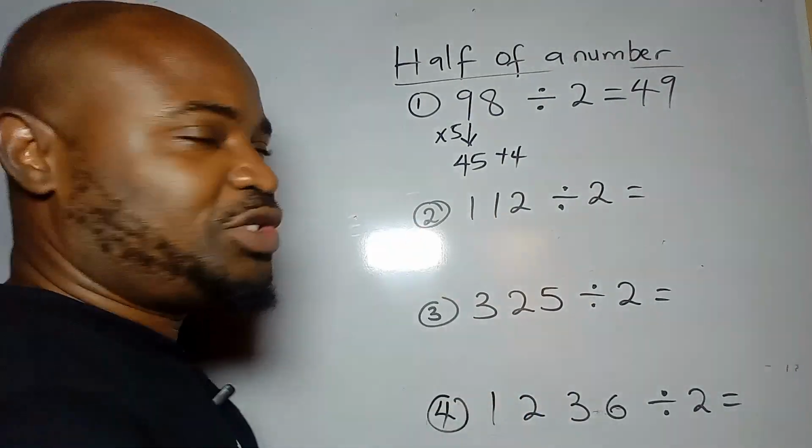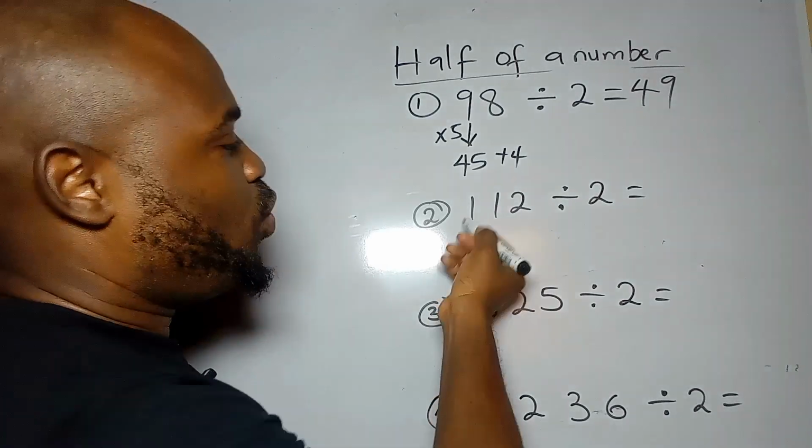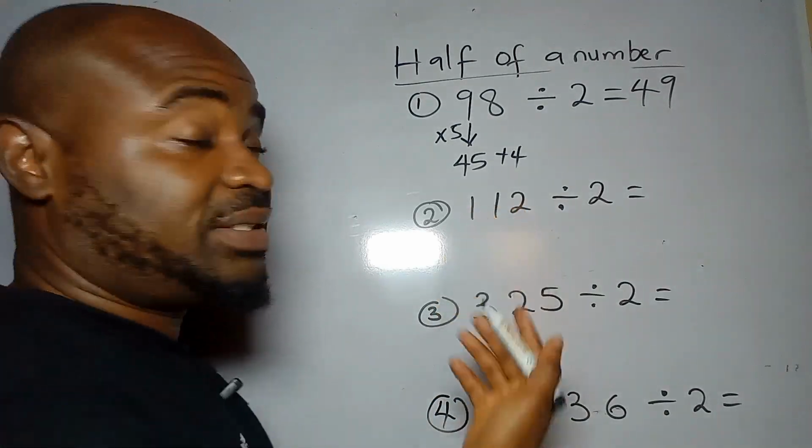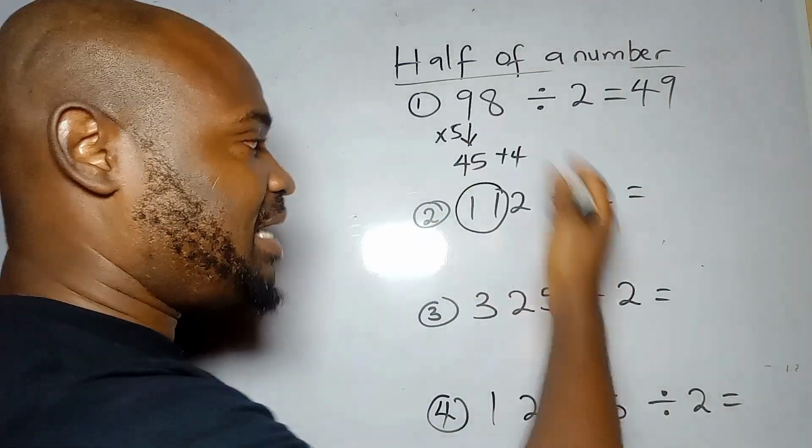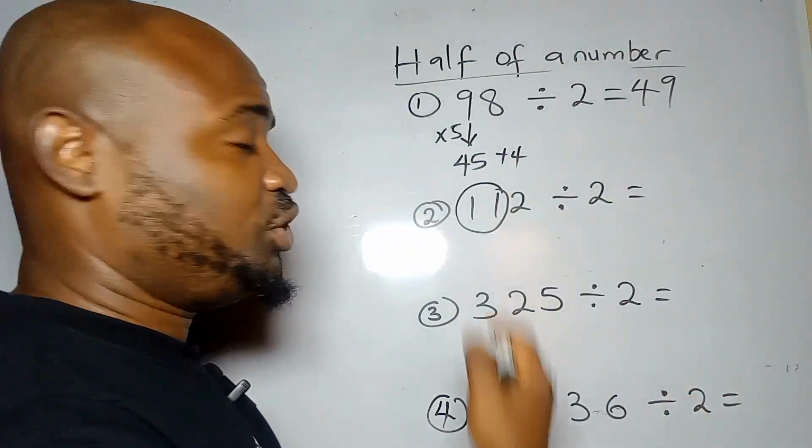Okay, now let's continue. Let's try number 2 example. 112 divided by 2. Now, this number has 3 digits this time around. Now, just pick the first 2 digits, okay? And reserve the last digit. Always reserve the last digit, that is the unit digit.